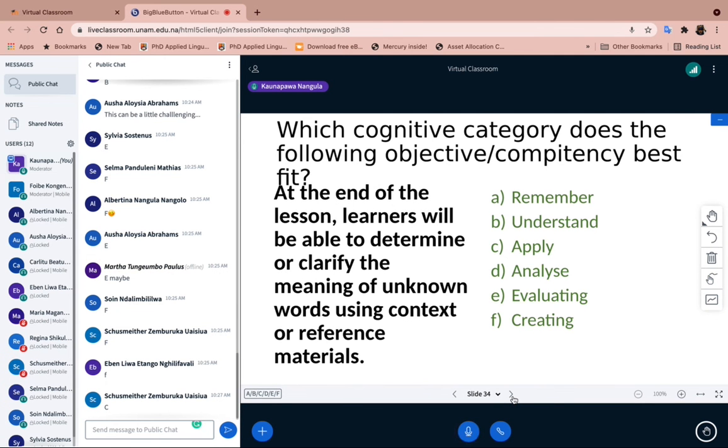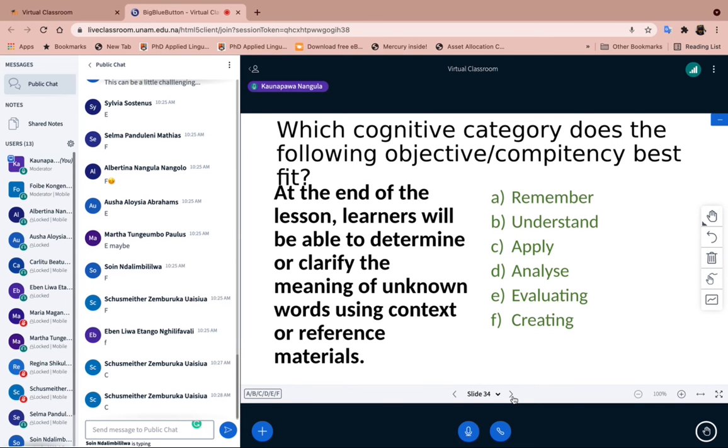And then we've got, all right, we have to go. At the end of the lesson, learners will be able to determine or clarify the meaning of unknown words using context or reference material. Reference materials, we're talking about things like encyclopedia or dictionary. So which one will that be? They're determining the meaning. Which one will that be?